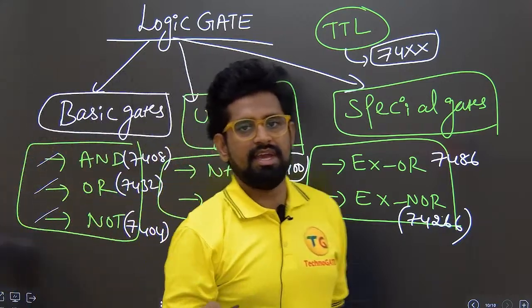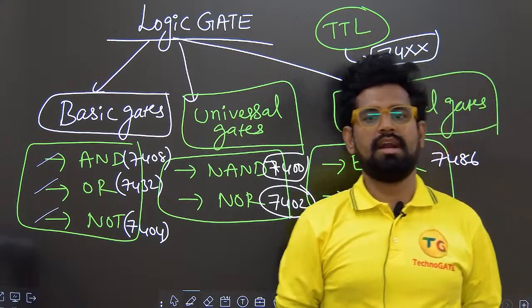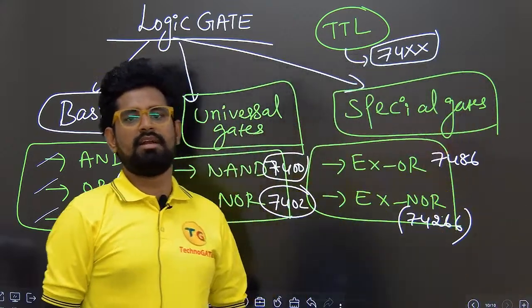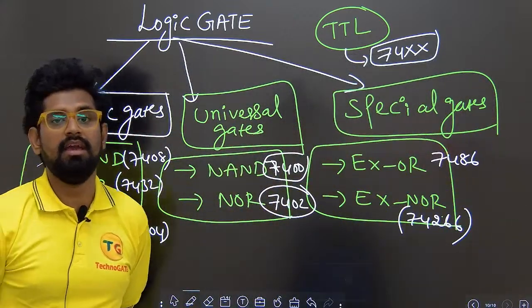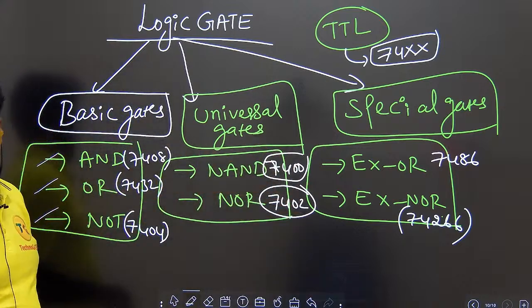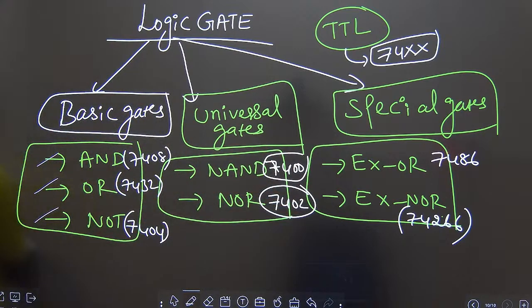On an IC we get some numbers, right? These are constructed with the TTL family, the transistor logic family. Hence I am giving you all these numbers. So note down this classification first. All of you note down this classification.